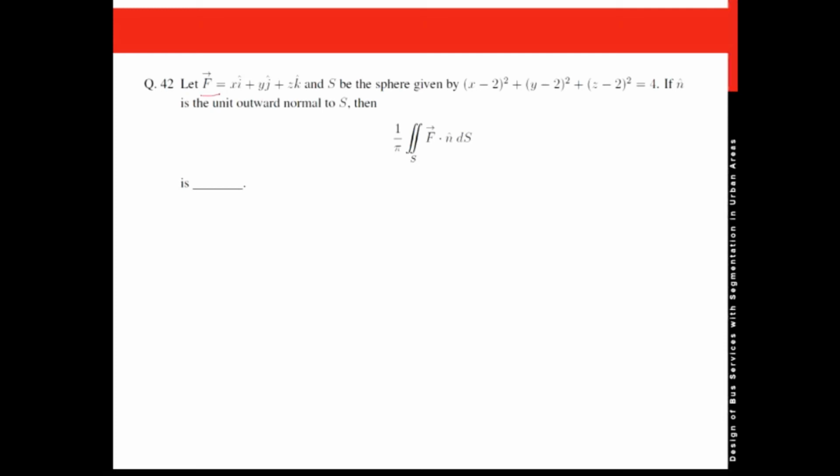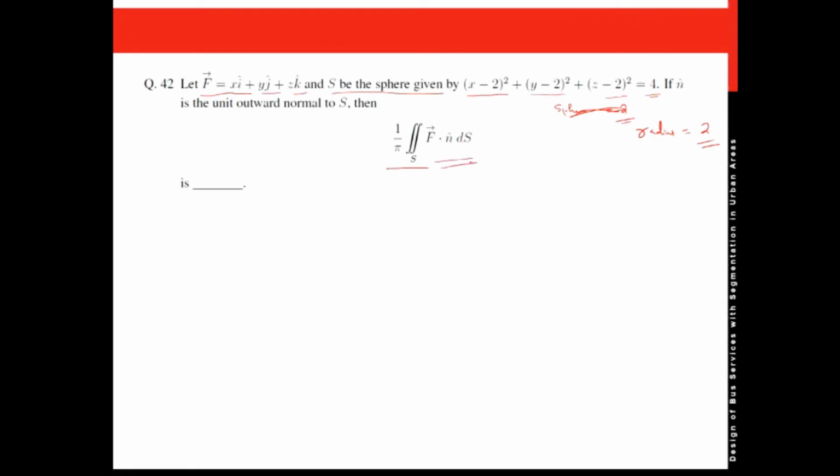So this is a question. F is given as xi plus yj plus zk, and S is a sphere (x minus 2) whole square plus (y minus 2) whole square plus (z minus 2) whole square is equal to 4. So this is a sphere of radius 2, right? So the radius of the sphere is 2. Now we want to find 1 by pi double integral over S, that means the surface integral of F dot n dS.